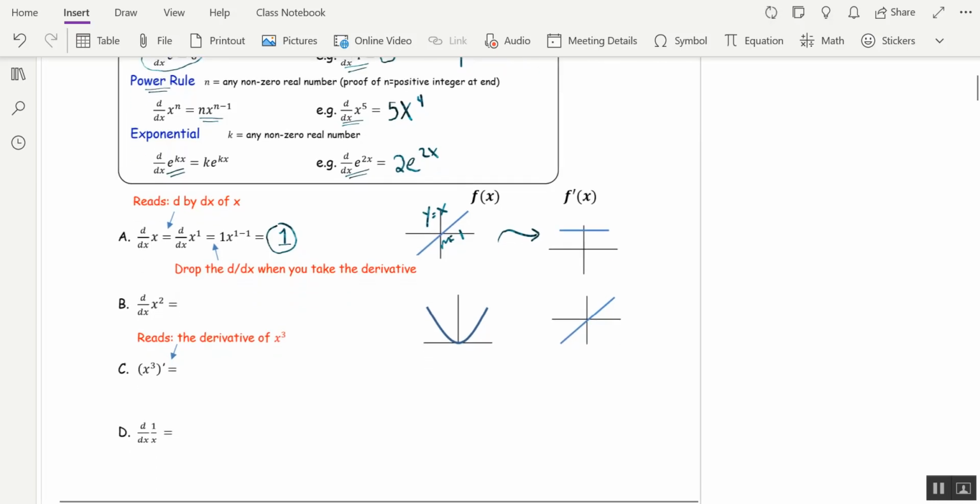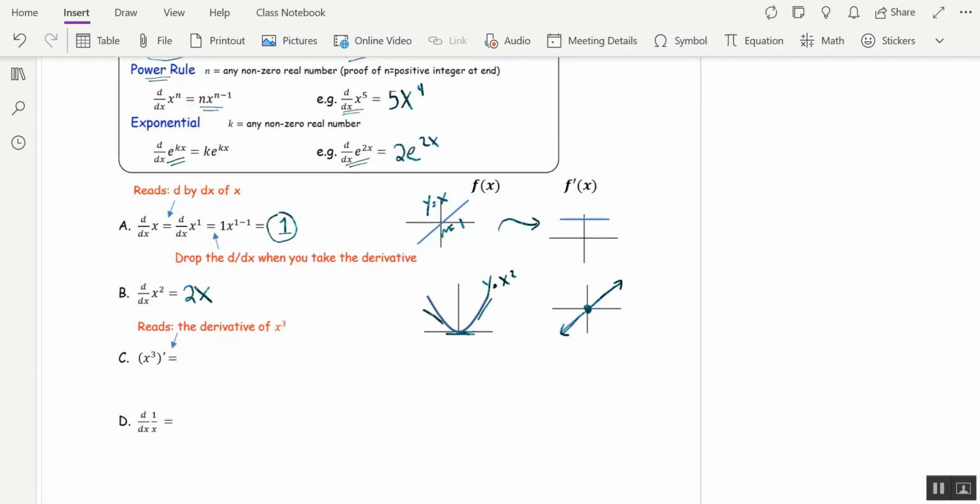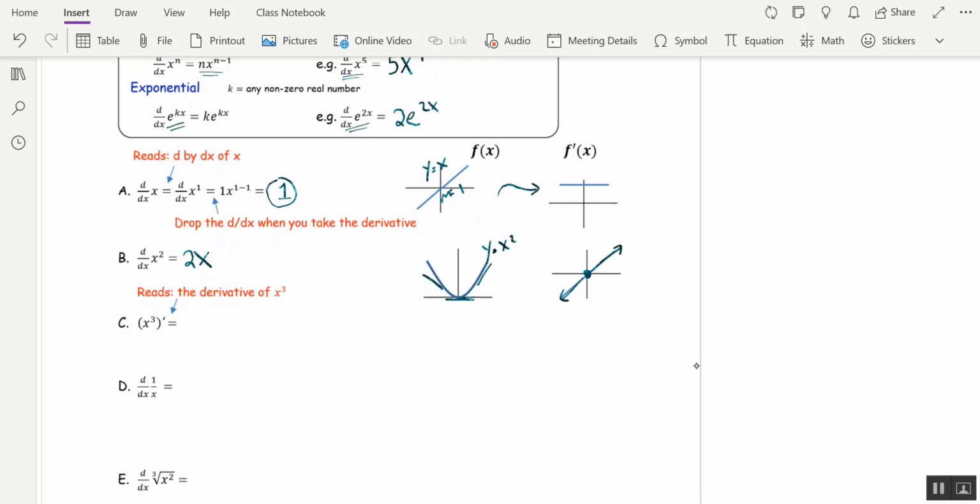Okay, next one, d by dx of x squared is 2x. Geometrically, x squared is a parabola. We see we have 0 derivative at the origin because there's a horizontal tangent, and that's this point here on the derivative. And then positive slopes when x is positive, so this line goes up, and then negative slopes when x is negative, and that's over here. Okay, now I'm changing up the notation. X cubed prime, that means take the derivative of x cubed. So that's 3x squared by the power rule.